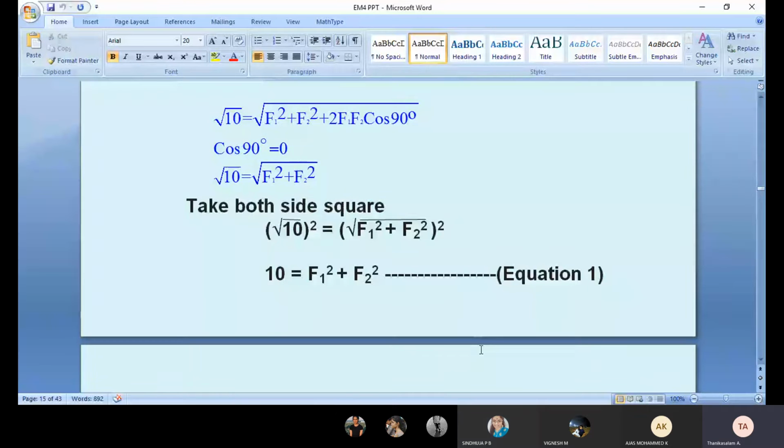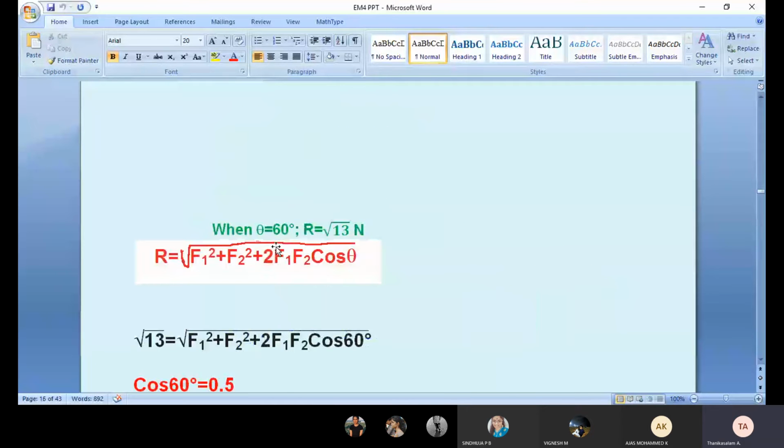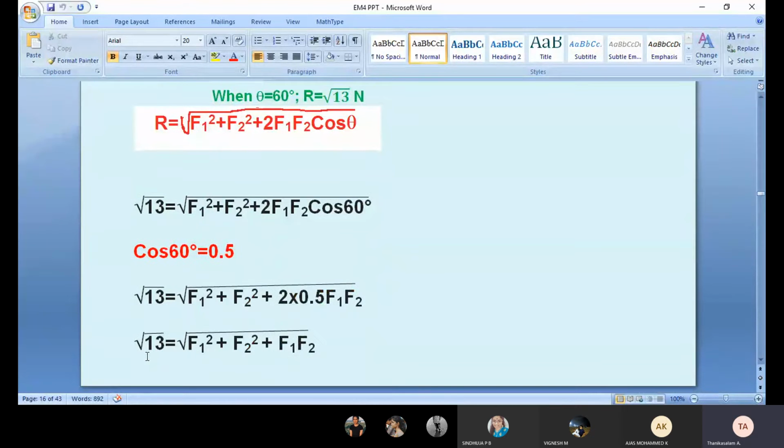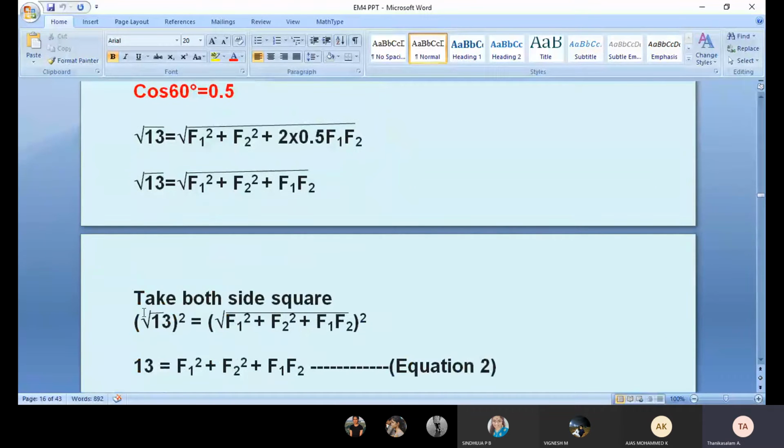Now come to case 2. Theta equals 60 degrees and R equals square root 13. Apply here: square root 13 equals square root of F1 square plus F2 square plus 2F1F2 cos 60. What is cos 60? 0.5. So 2 into 0.5 is 1, giving plus F1F2. Now squaring both sides, the square root 13 goes out. Therefore 13 equals F1 square plus F2 square plus F1F2, which is equation 2.